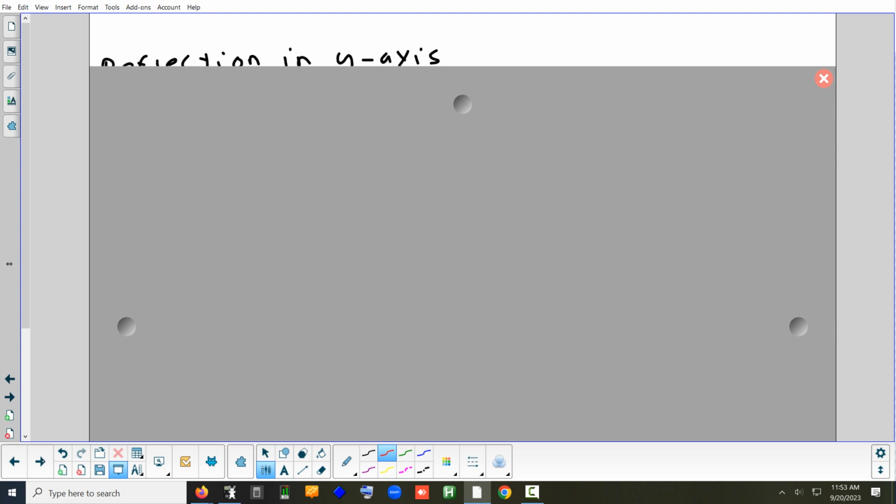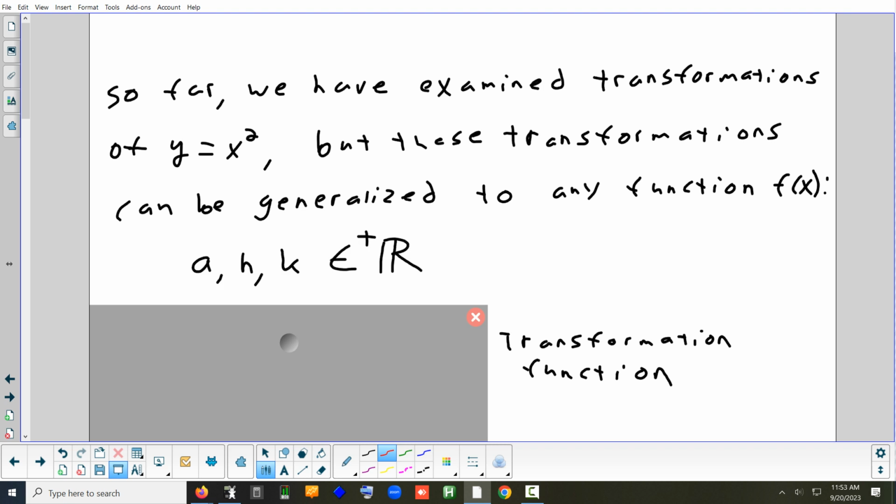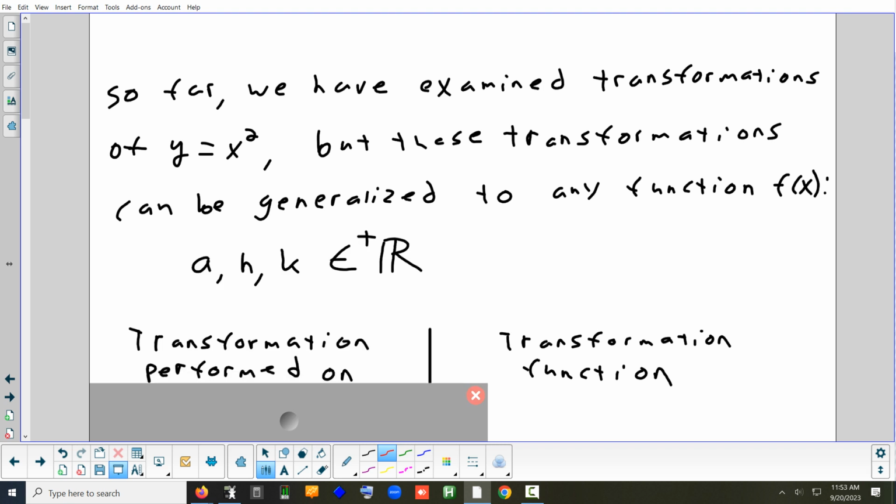Okay. So I'm going to summarize all the transformations that we learned yesterday, except I'm going to summarize them to not just a parabola, but to any function. So I'm going to use some letters, like we used A yesterday to represent stretching, H and K. If you remember, that was the vertex. These are real numbers. A, H, and K can be positives, negatives, fractions, decimals, or 0.